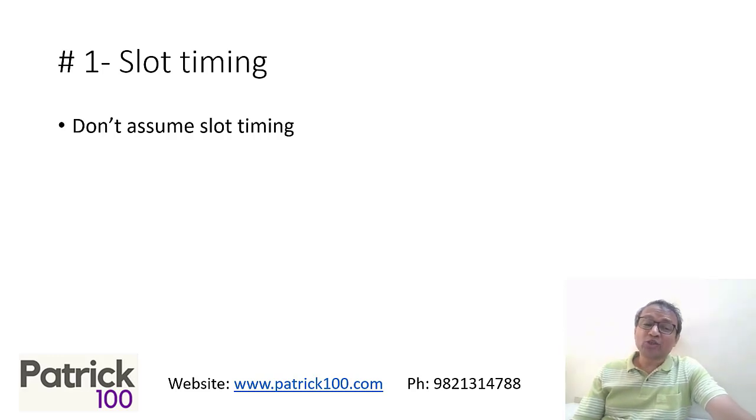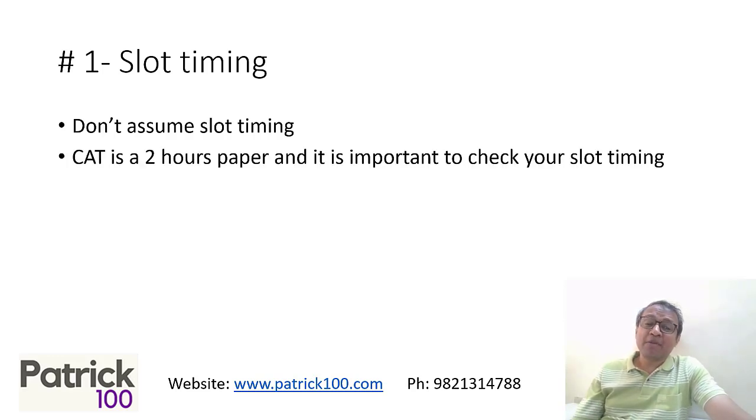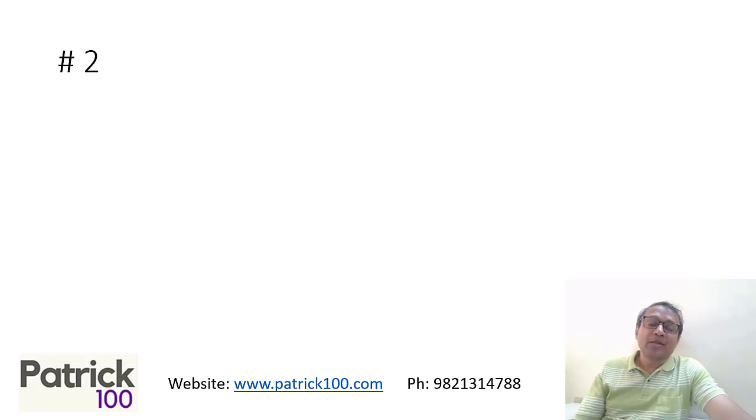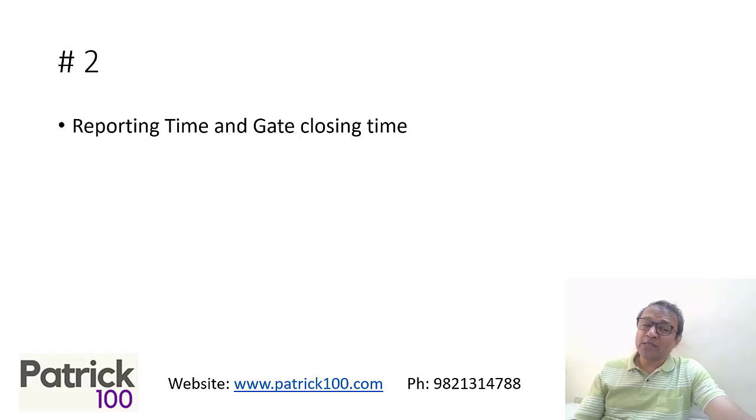It makes sense to look at your slot timing properly, because that is the time when you're going to write the examination, and the time you're going to write the mock or be active during that point of time. So don't assume it, go through it. Remember, CAT is a 2 hour paper, so it's important to check your slot timing. Don't miss on that, especially if you're retaking CAT, because when you're retaking, we assume things, assume this should be the time slot, and then you may go wrong on that.